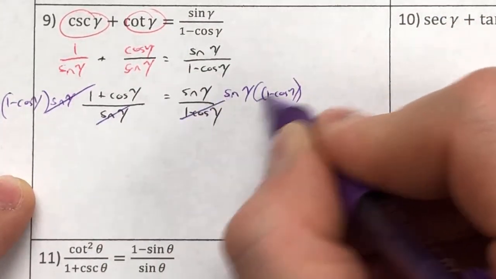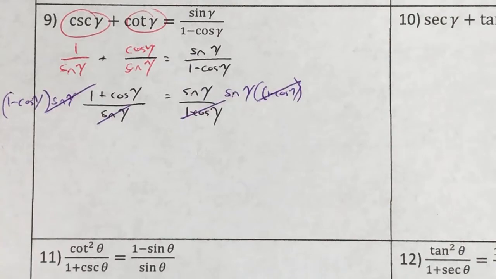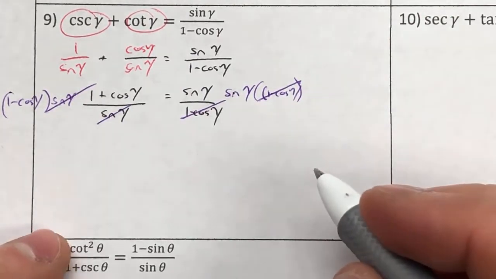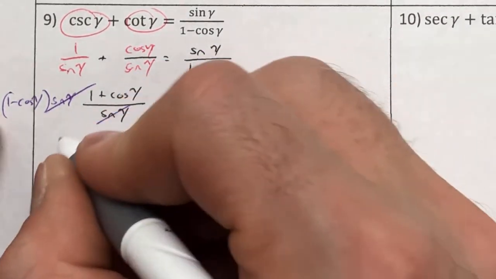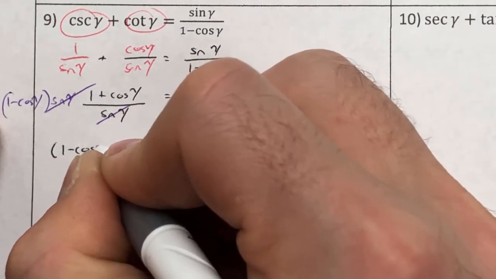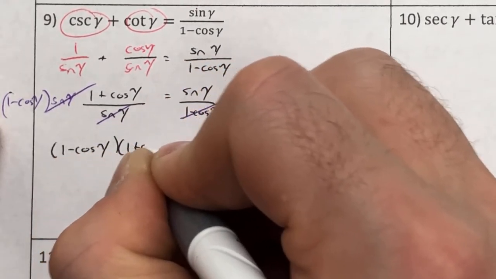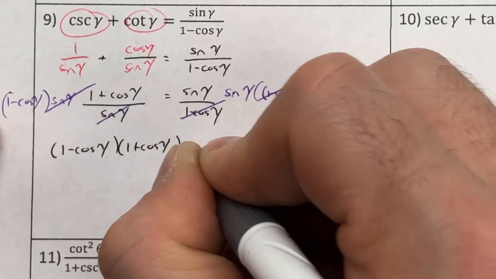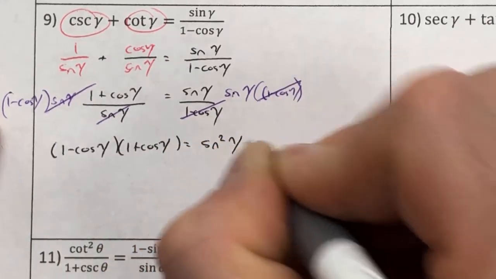And then these cancel out. Not over here, but what I've done is I've brought them all to the same level. I no longer have a fraction. I have 1 minus the cosine of gamma, 1 plus the cosine of gamma, equals the sine squared of gamma.